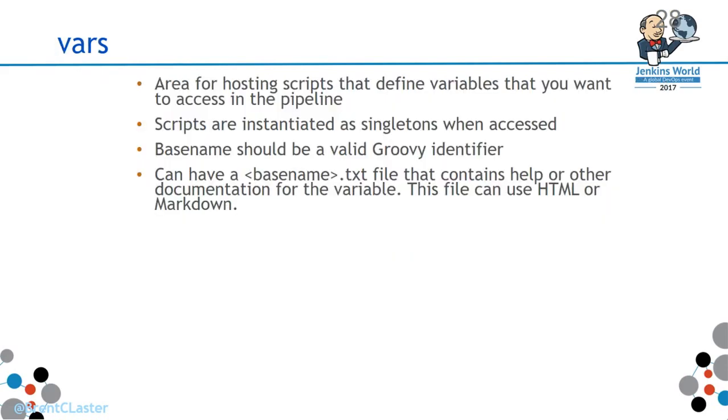Then we go into the vars area. Vars is defined as global variables, which you might not necessarily think of as pipelines or libraries or functions, but it's really, like I said, the Swiss Army knife. You can put everything in there and it pretty much works. It's an area for hosting scripts that define variables you want to access in the pipeline. Scripts are instantiated singletons. The base name of the function that you define should be a valid Groovy identifier. And one of the cool things about using vars is you can also have a .txt file with the same name, and when you use that in Jenkins, once it's been loaded, you'll have documentation built into Jenkins about that. I'll show you what I mean in just a moment.